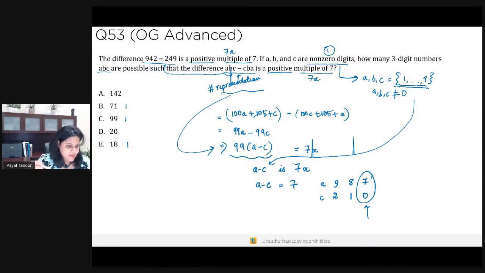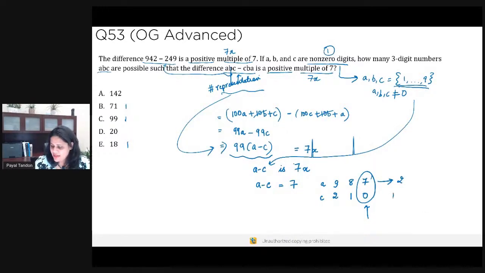Weber says no, as ABC is not equal to 0, first constraint. Absolutely right. Vikash is also saying the right thing, non-zero digits. Absolutely. Always have to say why it is not possible. Okay, good. So 7 and 0 are not possible. So there are only two possibilities for A and C. Now, how about B?